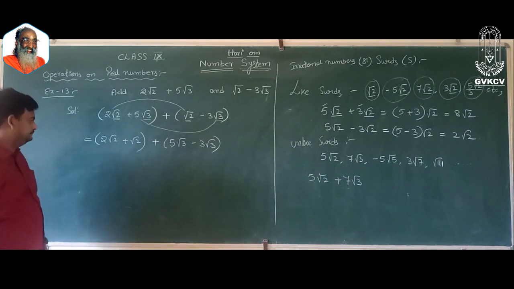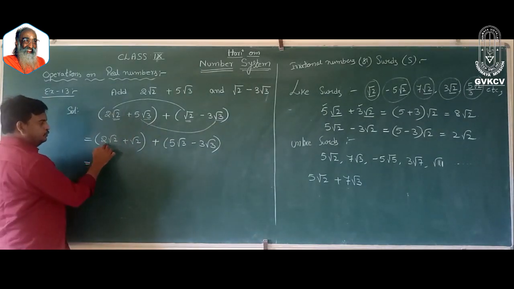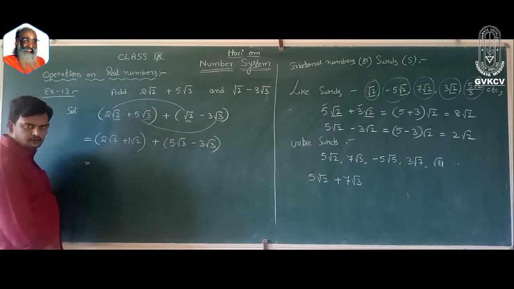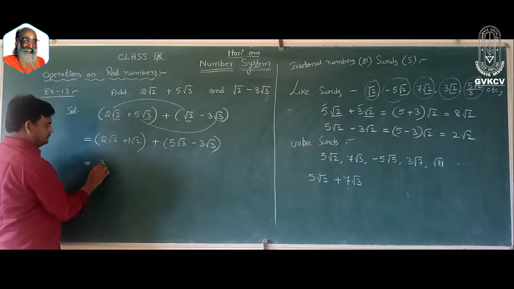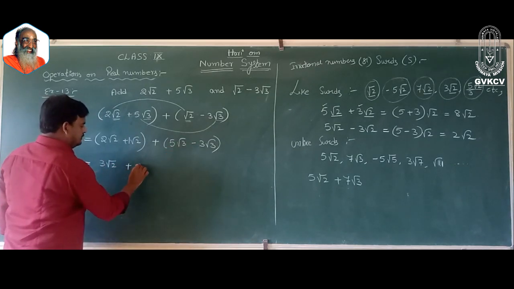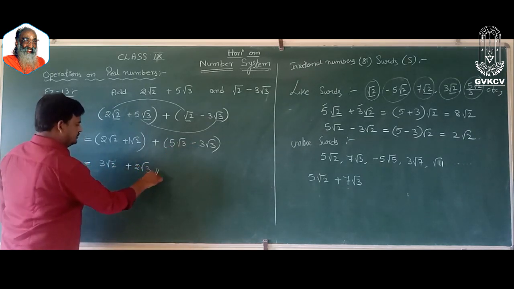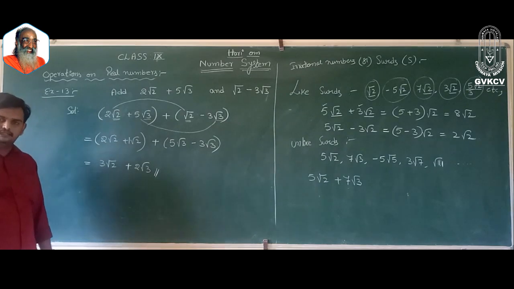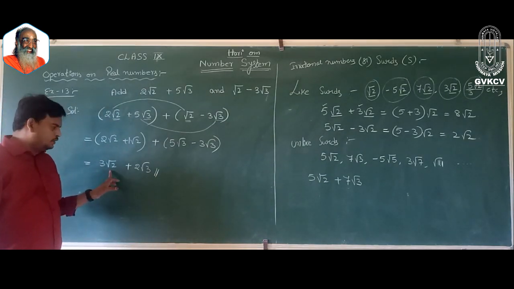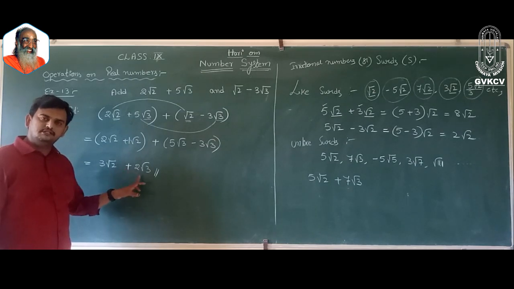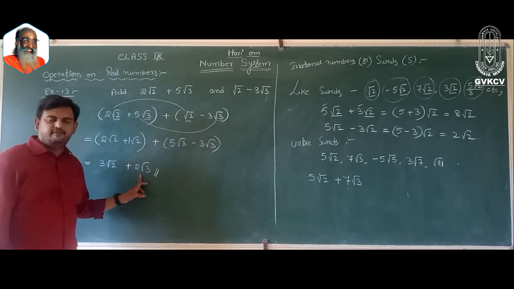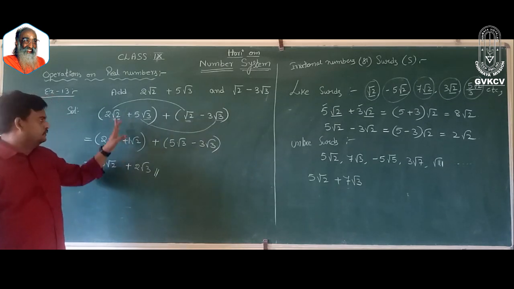Now let us simplify. 2 root 2: here, before root 2, what is the coefficient we have? 1. So 2 plus 1, 3 root 2, plus 5 minus 3, 2 root 3. This is our final answer. We can't simplify more than this, because here root 2 and root 3, two different surds, are unlike surds. We can't simplify more than this.